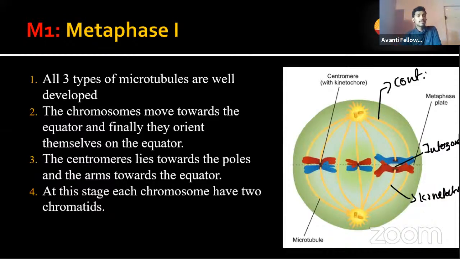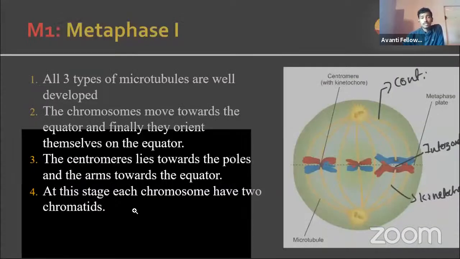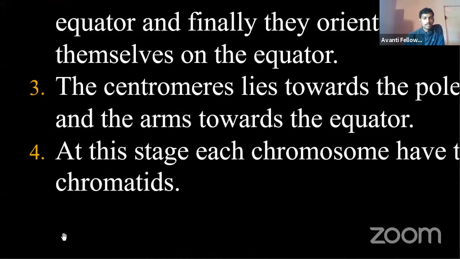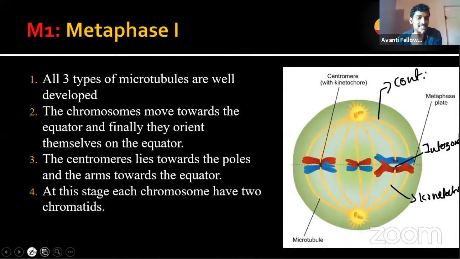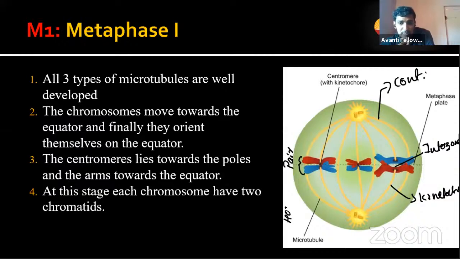Okay. So all the 3 types of microtubules are well developed, and the chromosomes move towards the equator, and finally they orient themselves on the equator. Remember how the arrangement is happening. So how are they arranging then? They are arranging as the homologous pair, right? They are arranging on the pair, homologous pair. Remember, this is very important. As you can see here, this is one chromosome and this one is the other chromosome.